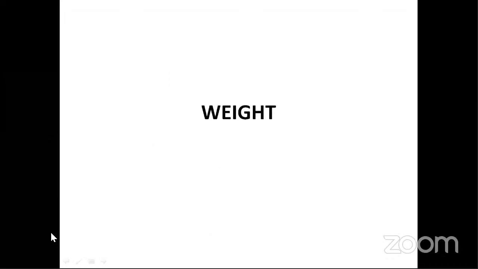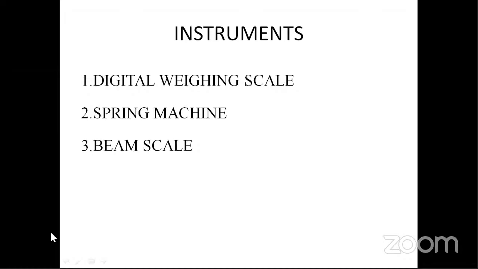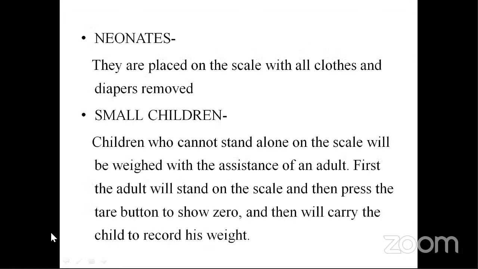So first we'll be discussing the weight. What are the instruments used for weighing the child? One is the digital weighing scale, which is the most commonly used, the spring machine and the beam scale. The spring machine is highly unreliable and doesn't give an accurate measurement. So the beam scale and digital weighing scale are accurate and the most commonly used is the digital weighing scale. So how to measure in neonates? Neonates should be placed on the scale with all clothes and diapers removed.